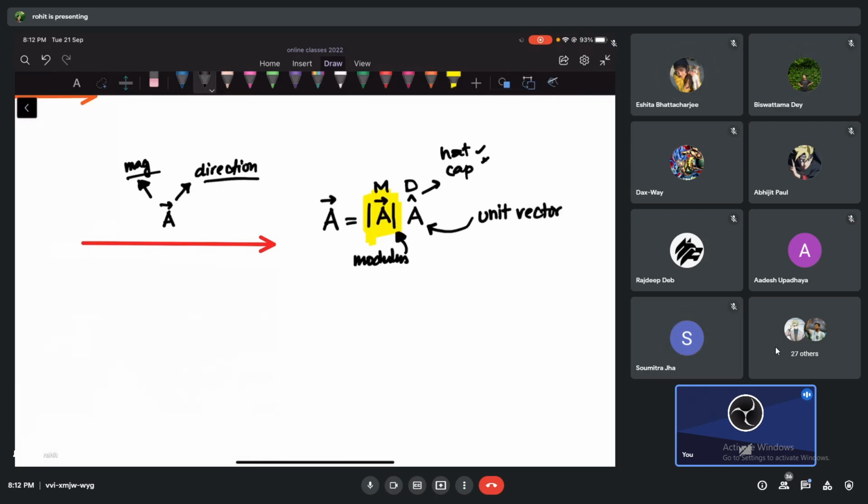And the job of a unit vector is to give direction. But you're not just going to call it unit vector. We are going to call it unit vector in the direction of which vector? A vector. Of A bar. Okay, so this is how we write.